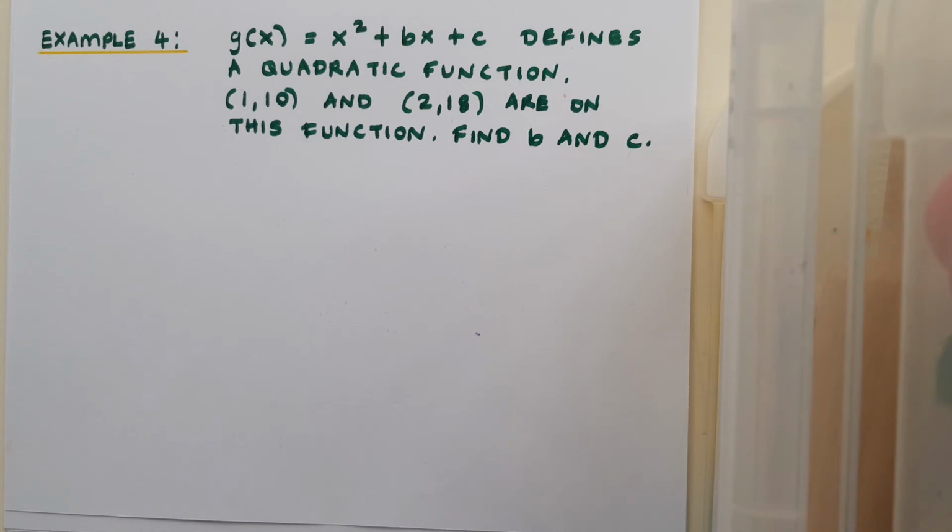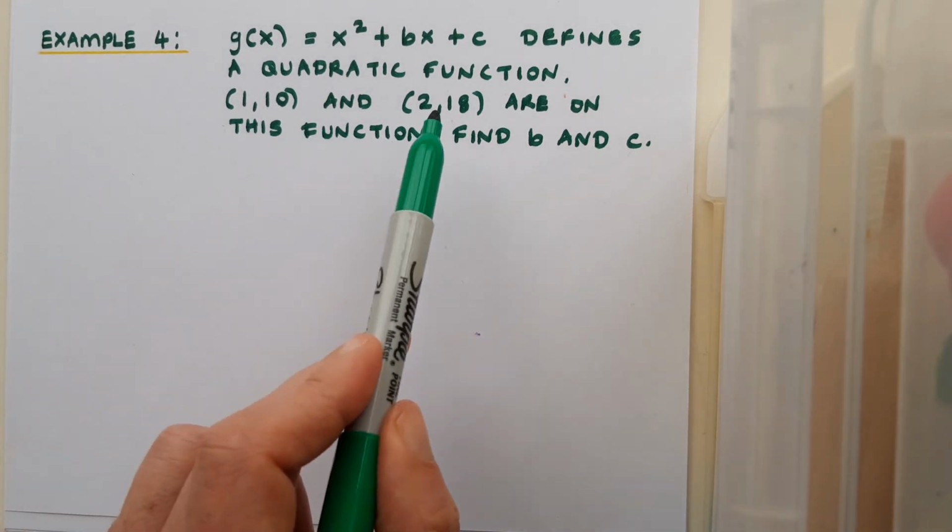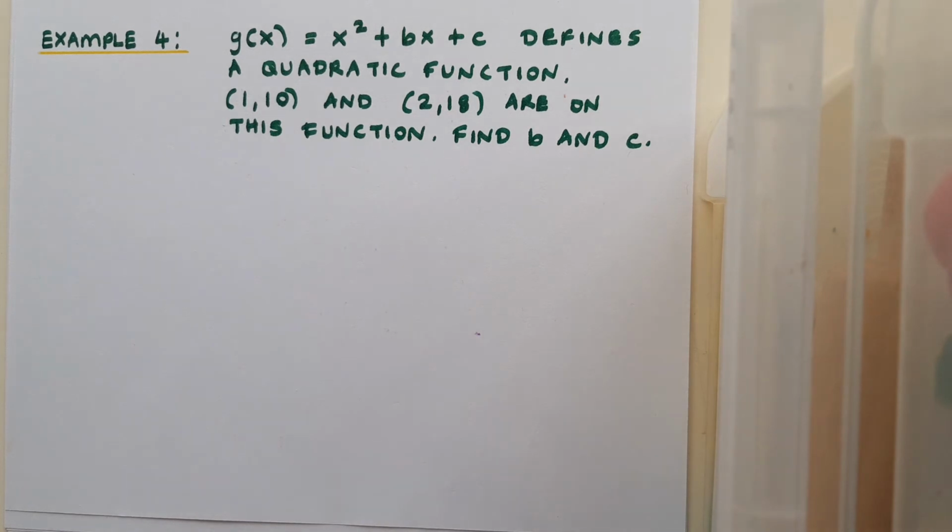(1, 10) and (2, 18) are on this function. Find b and c. Sometimes with questions like this, they may give you the question slightly differently, in that they may tell you the function g(x) equals x squared plus bx plus c, but they may show you a diagram with the 2 points marked on instead of writing down sentences to describe it.